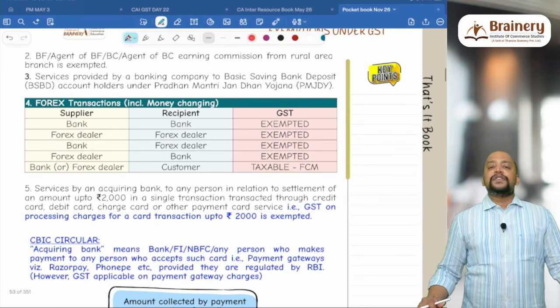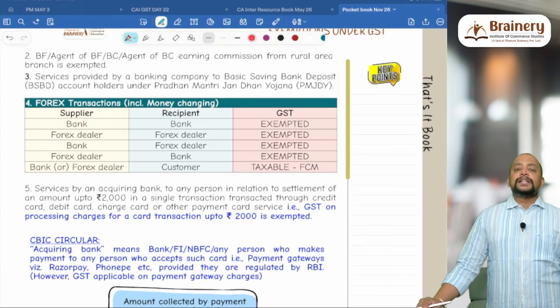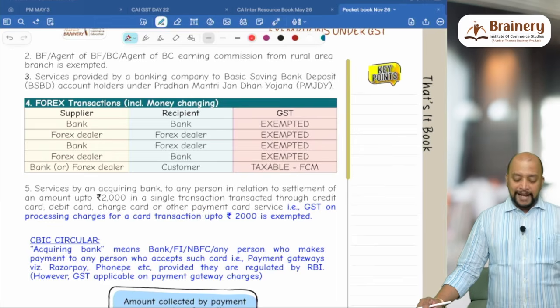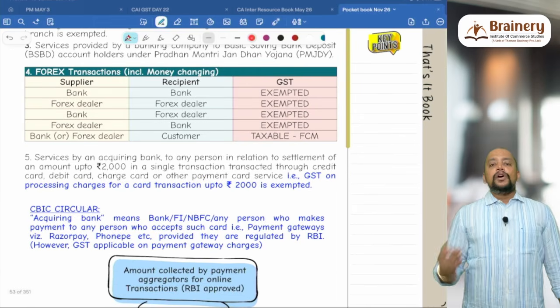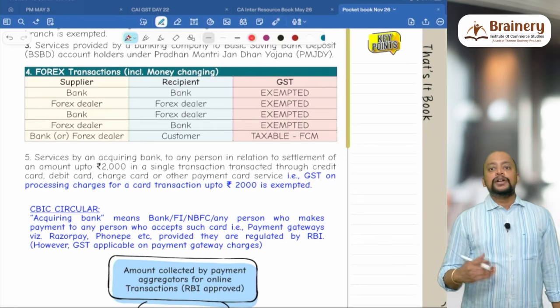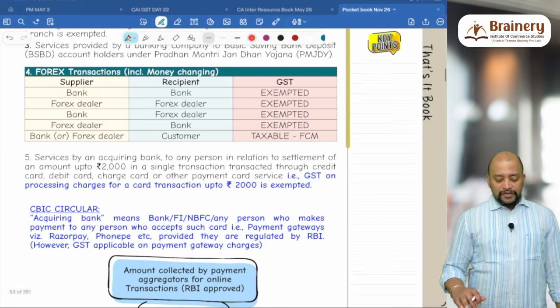Third, services provided by bank to basic savings account holders under Pradhana Mantri Jan Dhan Yojana, any service provided by bank to those account holders will be exempted. Then foreign exchange transaction between banks or between forex dealers, between banks and forex dealers will be exempted. Only between banks or forex dealers and their customers, then only it will be taxable.